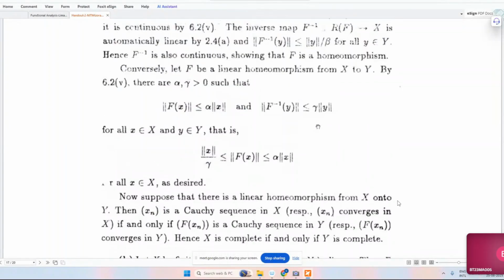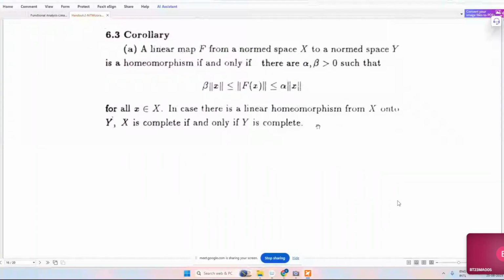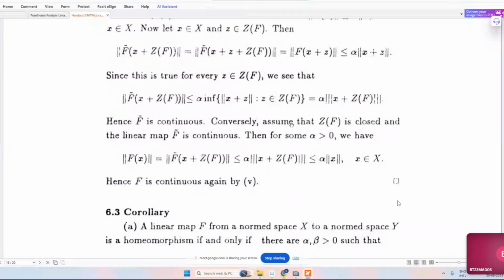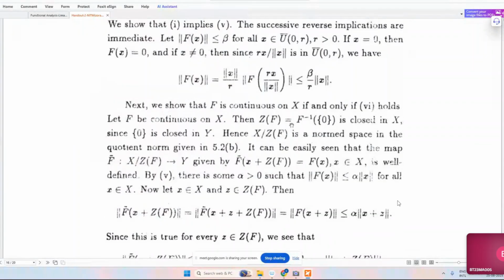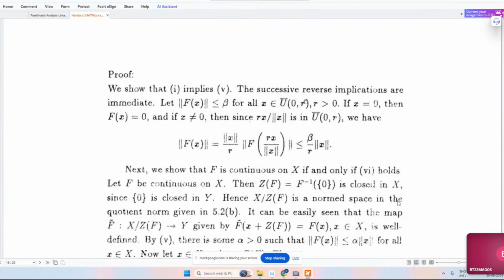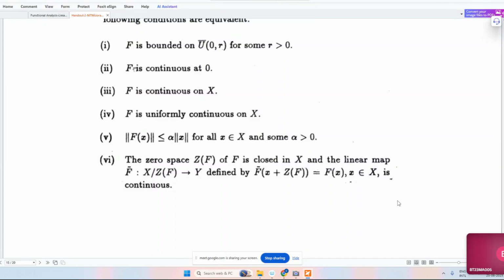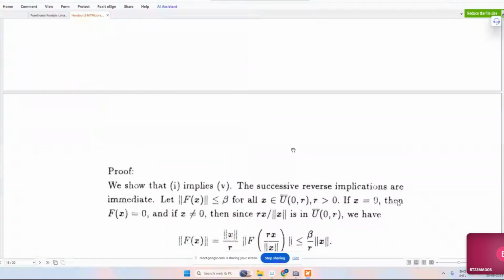So let me see where the proof is. This is the proof. He does it in a very funny way anyway, it doesn't matter. He wants to show, you see, there are 6 statements here: 1, 2, 3, 4, 5, 6. He's showing that 1 implies 4 and so on. Okay, let us see.